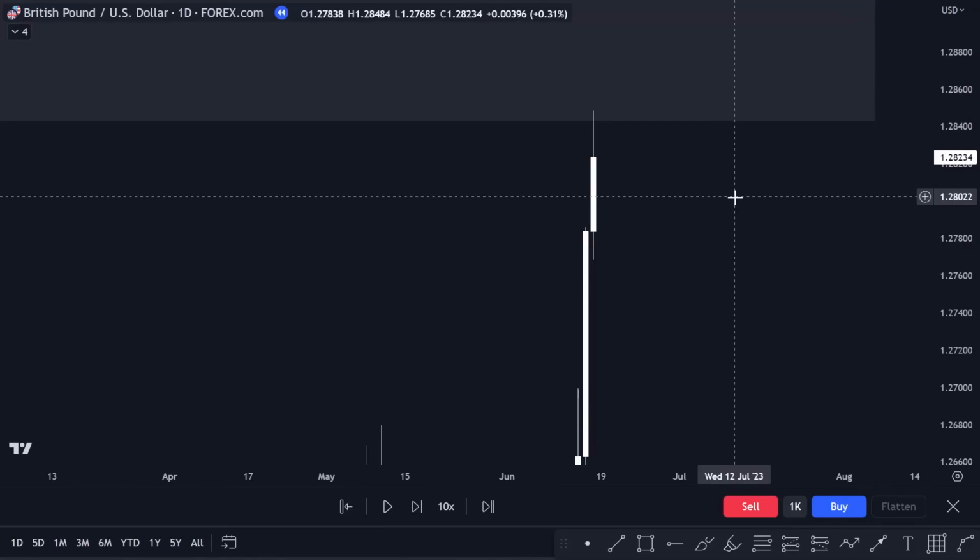And now the third step is a very general step, because this setup itself is kind of a bias, a thing that we can apply our setup inside of. Same as silver bullet, same as Judas swing. What are we doing in Judas swing?